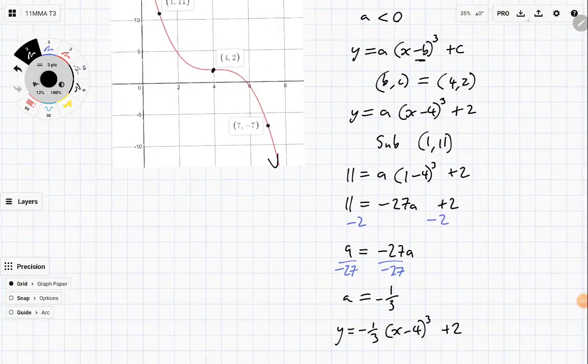Same thing for a quartic, except instead of to the power of 3, it'll be to the power of 4, and instead of the point of horizontal inflection, it'll be the turning point.